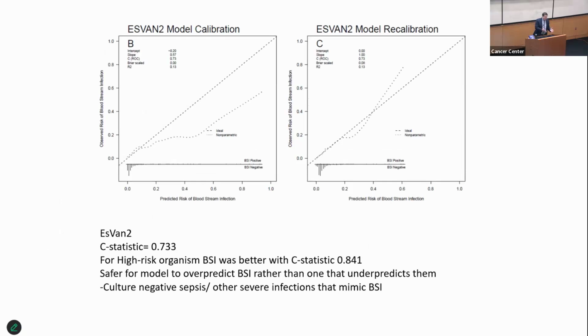But we actually thought overprediction isn't a bad thing, because you can have culture-negative sepsis or severe infections that mimic BSI that you still want to cover for. Anytime you calibrate, you can recalibrate it and force the slope to be 1. But what that causes is underprediction at the high end, and we didn't think that was a smart thing to do. So instead, we left it where it's really pretty perfect initially, but then maybe gives you a little bit of overprediction at the high end. But that's not a bad thing.